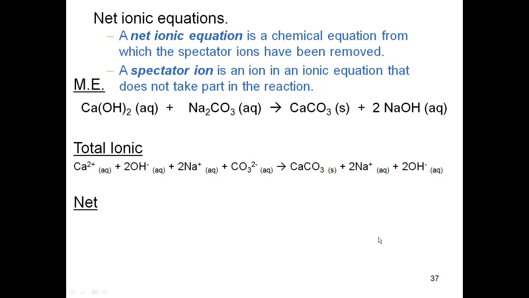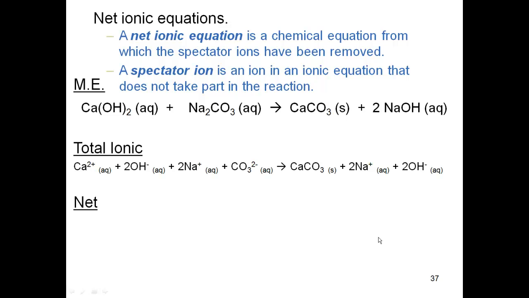A net ionic equation is a chemical equation from which the spectator ions have been removed. Okay, a spectator ion is an ion in an ionic equation that does not take part in the reaction. Just like a spectator at a football game is watching the event, it's not part of the football game. A spectator is not part of a chemical reaction. It's just watching the chemistry go on elsewhere. Many times they only give you the net ionic equation, and you can use that for your calculations. They don't even give you the spectator ions.